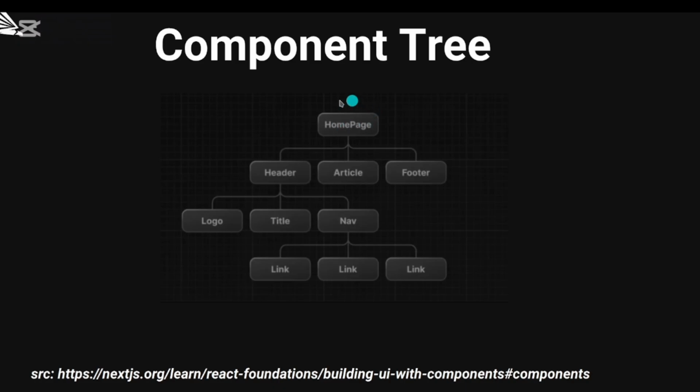From what we are building, you have the home page here, right? So we have header, article, and footer nested under the home page. Then under the header, we have our logo, title, and nav. All these are basically components that are nested inside the header. And then we have the link. Let's say this is your home, about, and your services page, all nested inside the nav component. So you could keep nesting components as we go.